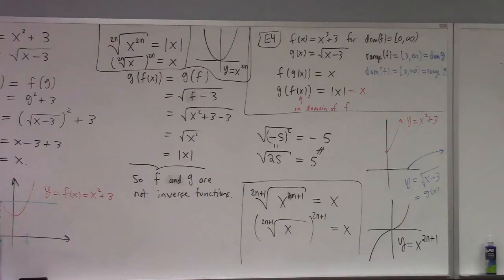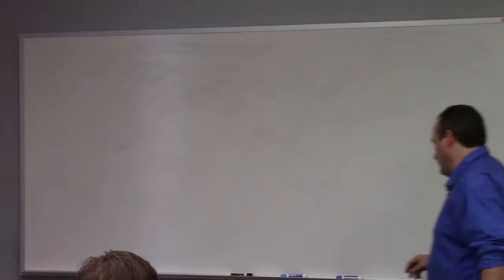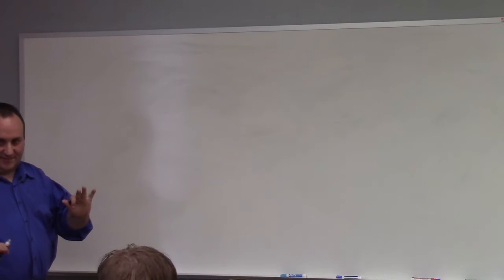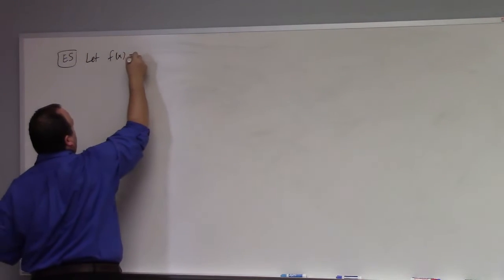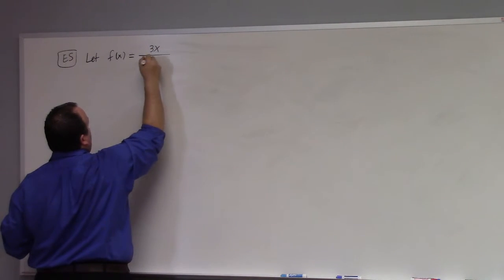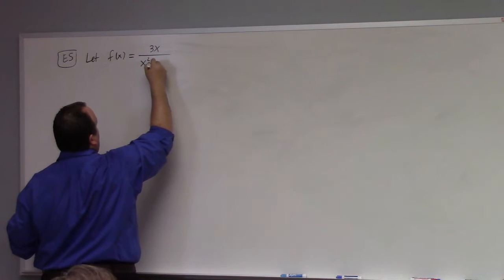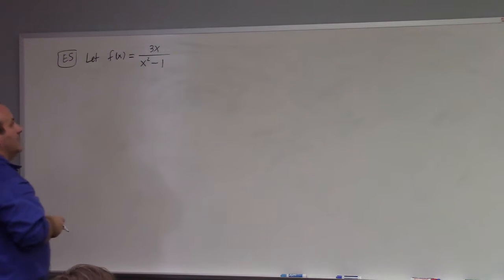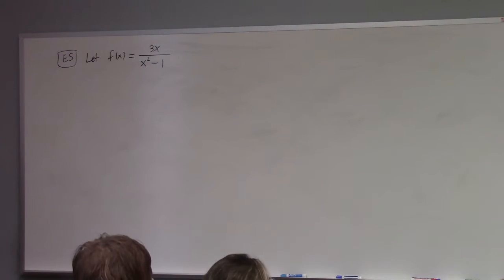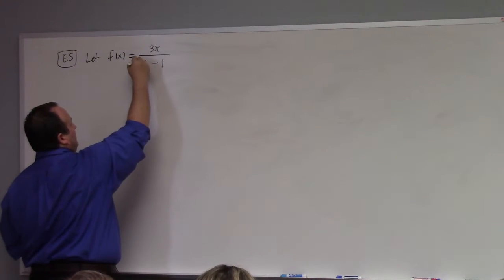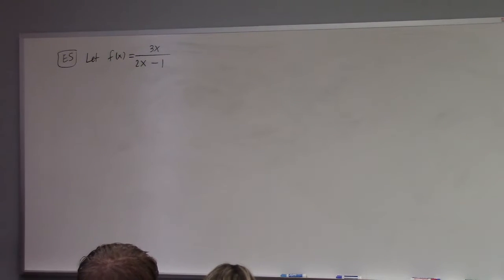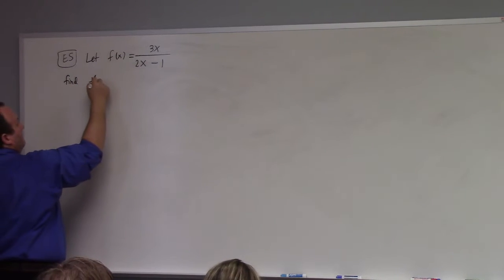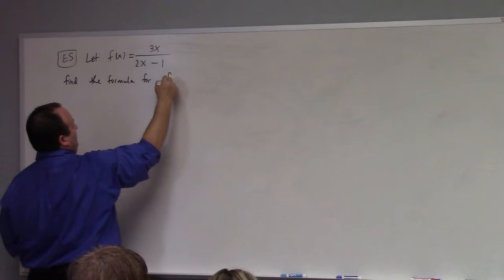How about, let's see here. What if I asked you guys? Now I'm going to make this example up. I'm not sure. We'll see. We're going to try to do it. If it doesn't work, well, we'll see. Let f of x equal 3x over x squared minus 1. I'm going to back up a second here. Get rid of that square, make that a 2 instead. There we go. Find the inverse function. Find the formula for f inverse of x.